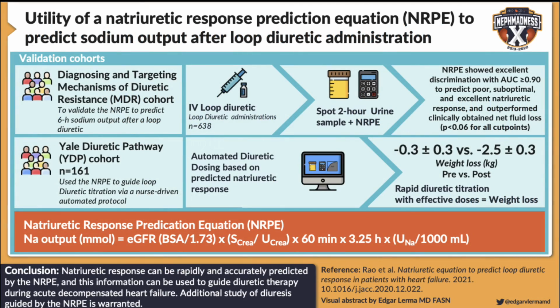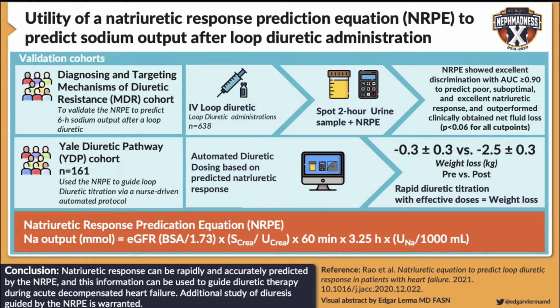There are now equations which can predict how an individual would respond to furosemide. This equation is called the natriuretic response prediction equation, where you measure the urine sodium level 2 hours after giving the furosemide injection. You put those values along with serum creatinine and urine creatinine in this formula, which is shown in this diagram. The value of sodium in millimoles which you get tells us the sodium a person would excrete over the next 6 hours after giving the furosemide injection.